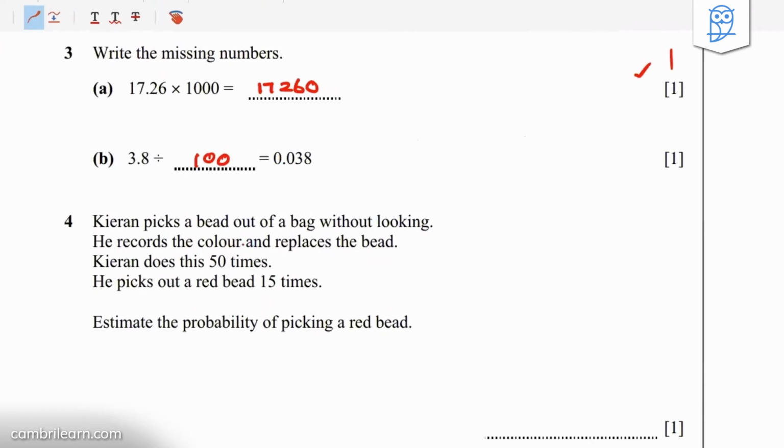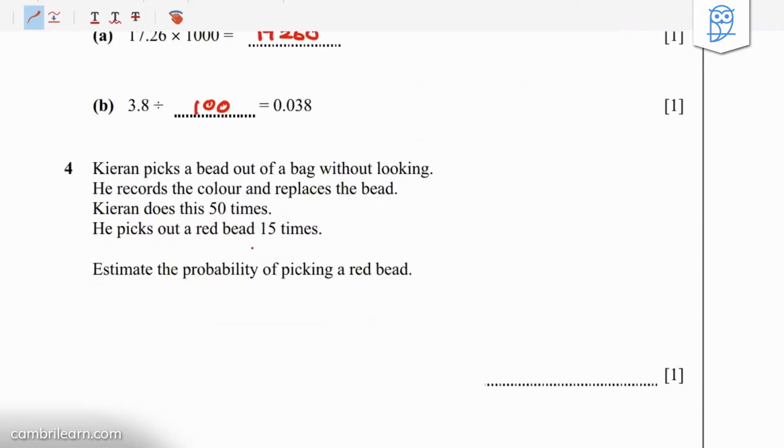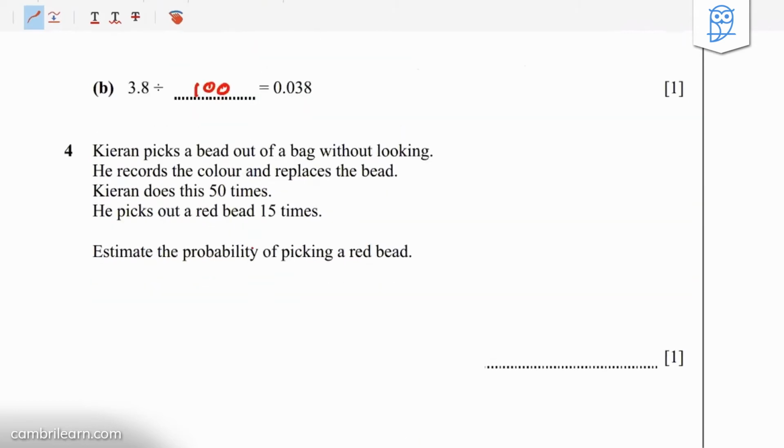Kieran picks a bead out of a bag without looking. He records the color and replaces the bead. Kieran does this 50 times, and he picks out a red bead 15 times out of 50. Okay, so this is a probability question. So we have to estimate probability. This word is very important. We are not calculating theoretical probability, but we are estimating it, or we are getting our experimental probability.